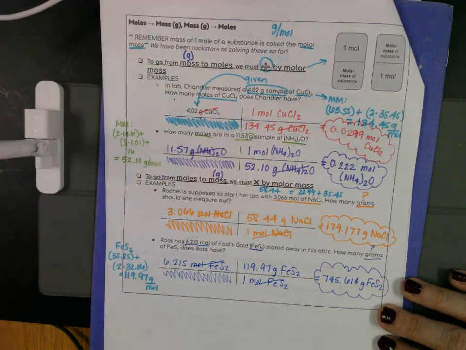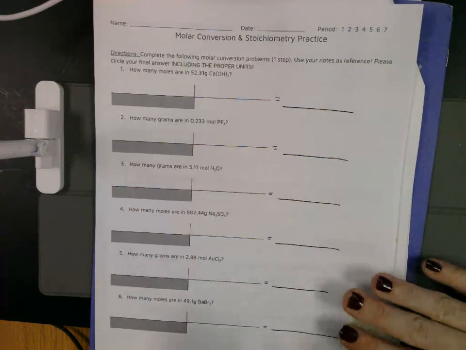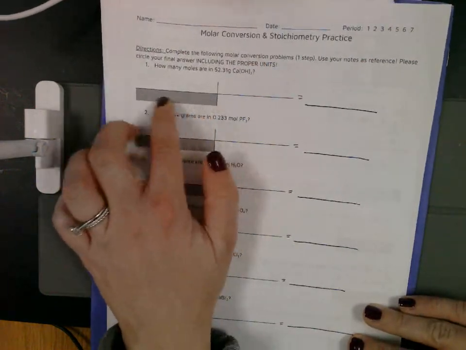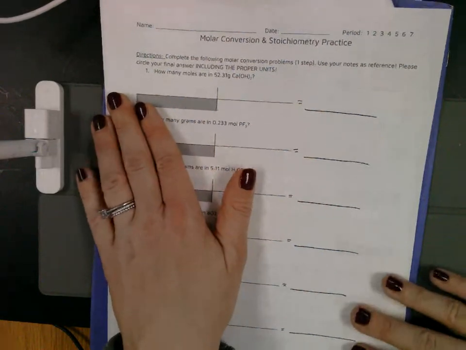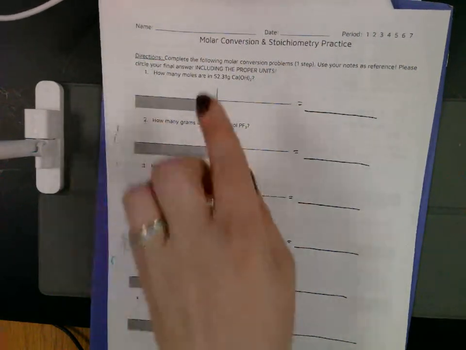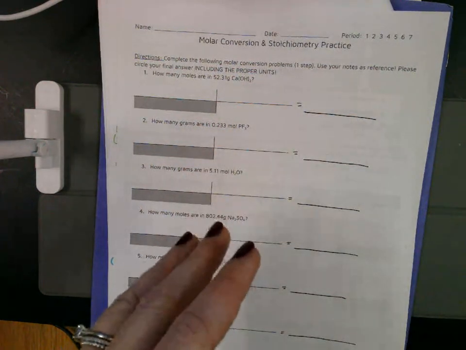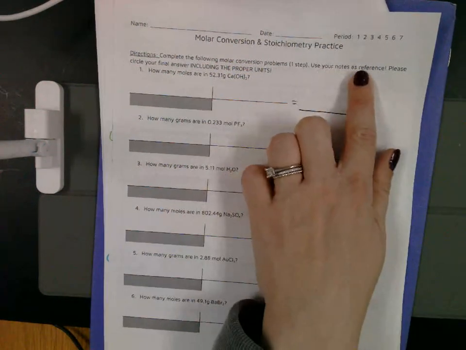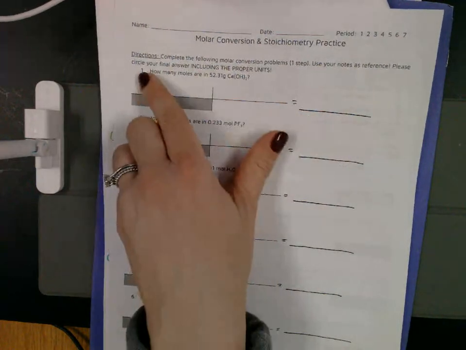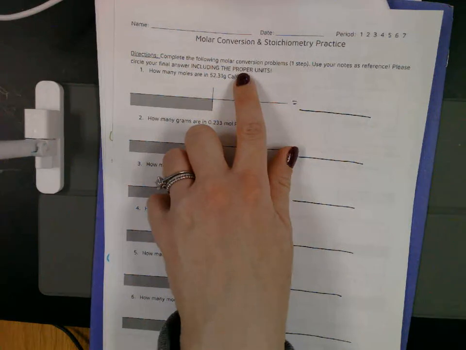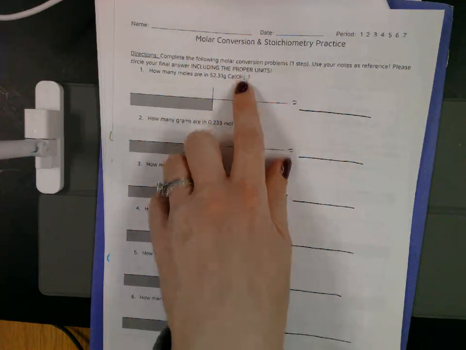So next up, you're going to get one of these worksheets here. You're only going to work on numbers 1 through 6. I've already blacked out that bottom left where I was scribbling earlier. You're going to complete the following molar conversion problems, which is just what I did. I did 4 of them already for you. Use those as reference. Circle your final answer and make sure that you have the correct units on it. So it should be labeled grams or moles and whatever the substance is.